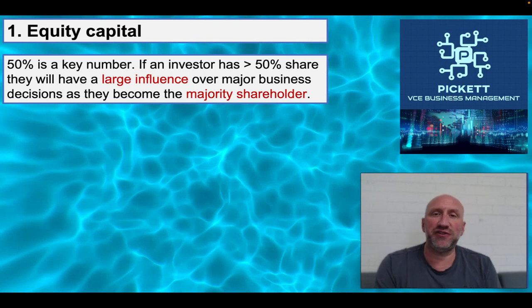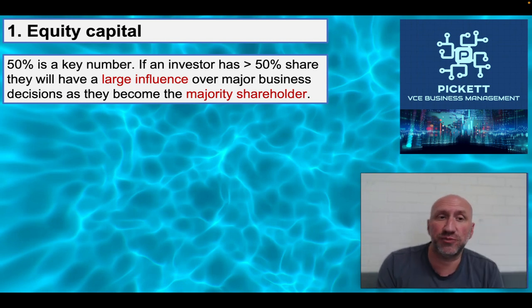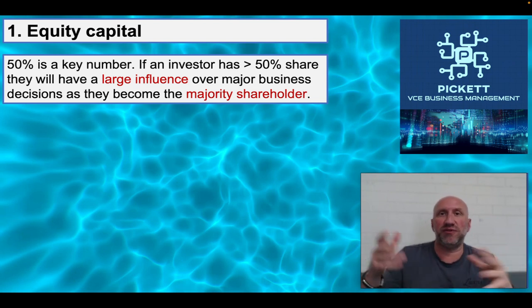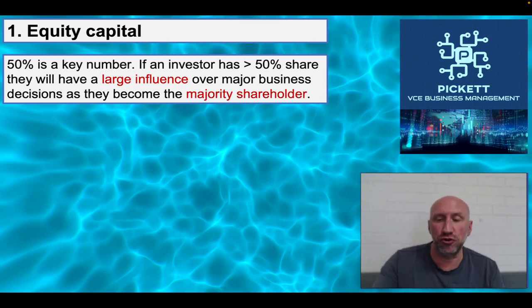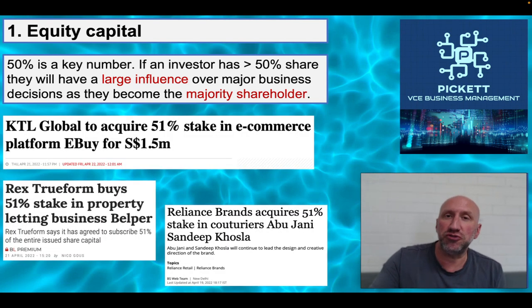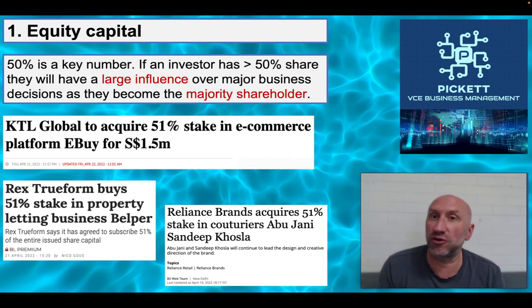Now, 50% is a key number with equity. If an investor buys more than a 50% share, that means they're going to have a large influence over major business decisions because they're a majority shareholder. They own the majority of the business now. They have a huge influence. So if you're thinking about setting up your own business, do you really want to give away more than 50% to a particular shareholder? Because then you lose some control over your own business.